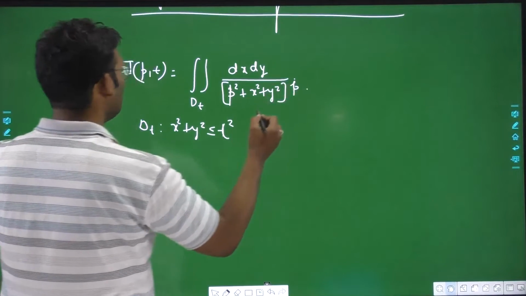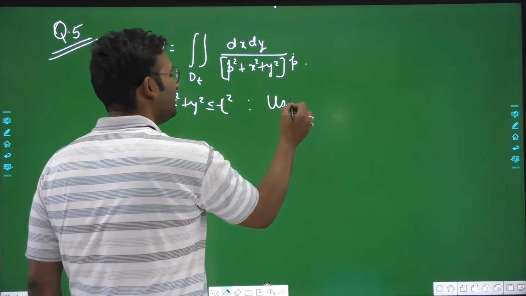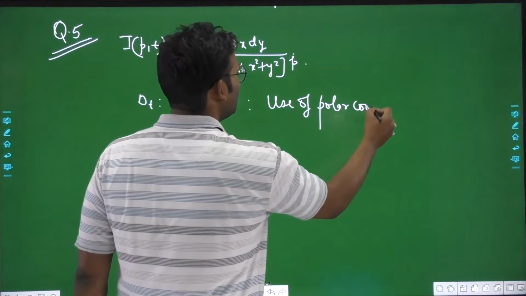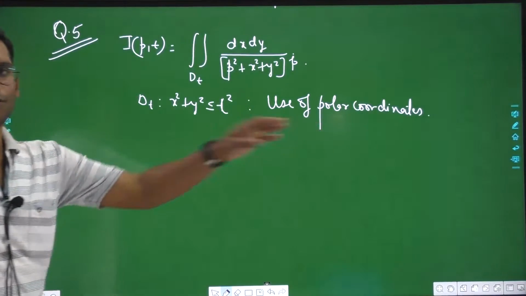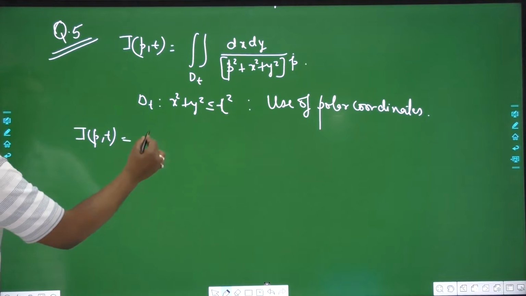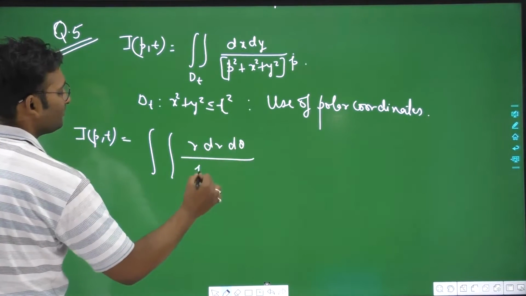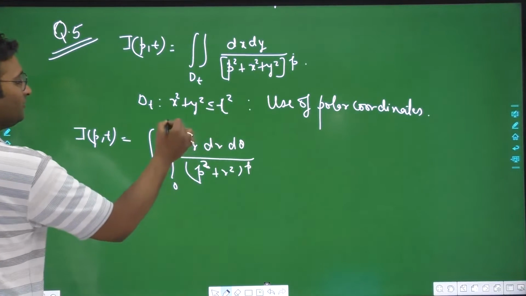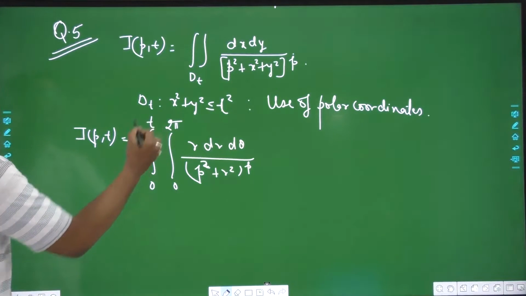So how to go about this particular problem? What does symmetry dictate? Symmetry dictates that we must use polar coordinates. So if I use polar coordinates, what is going to change? If I'm writing I(t) using polar coordinates, then I'll be getting r dr d theta divided by (p squared plus r squared) raised to power p, with theta varying from 0 to 2 pi and r varying from 0 to t. So this is how it is.